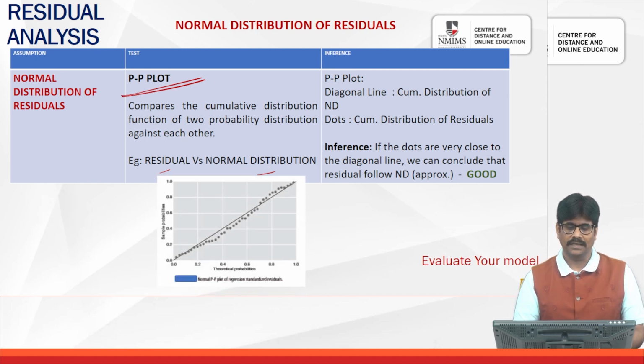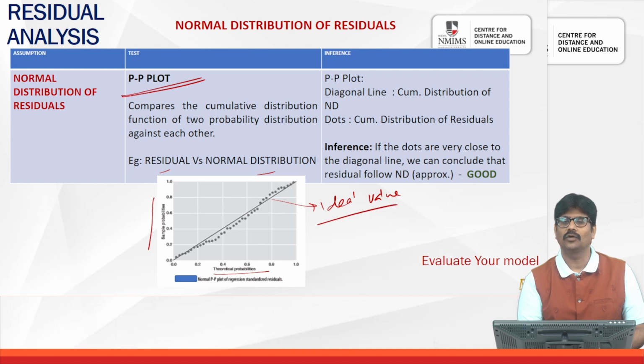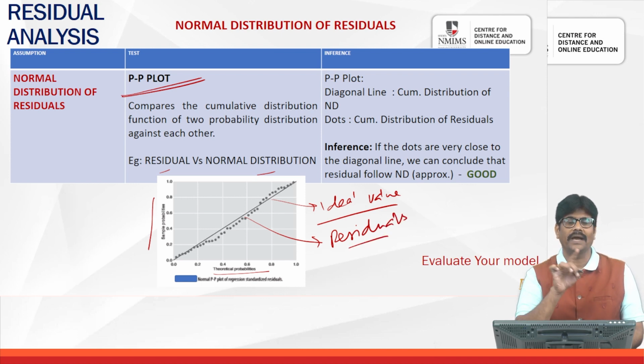So it looks something like this, right. If you look at it, this is the theoretical probability on your x axis, and this is the sample probability. The diagonal line represents the ideal value if your data set is following a normal distribution. These dots are basically your residuals, right. So if they are in and around the line, then we can safely assume that it is following a normal distribution. If the dots are very much away from the line, then obviously there is a concern that it may not follow a normal distribution.